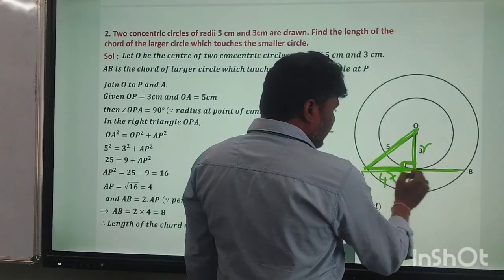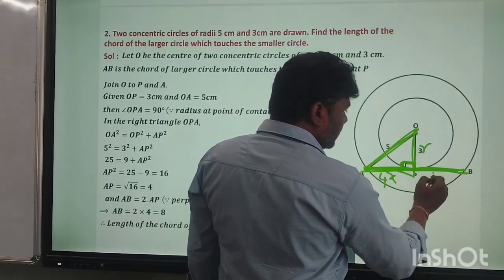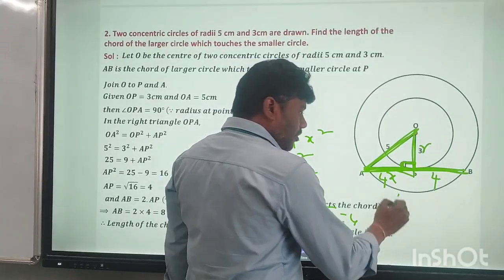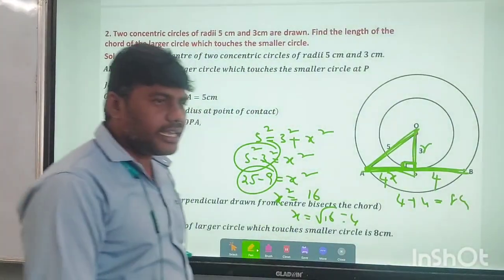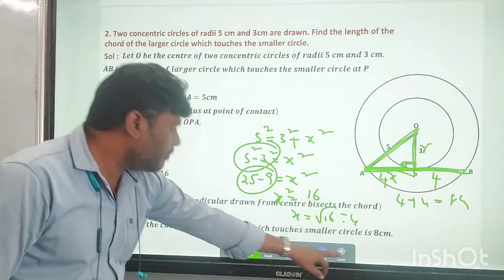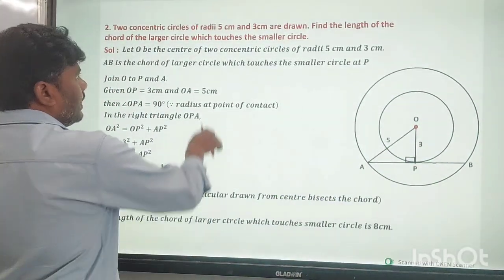So from here to here is the chord only. This is also chord. So AP plus PB, this is also 4. 4 plus 4 equal to how much? 8 centimeters. Length of the chord equal to 8 centimeters. This is the chord. Okay.